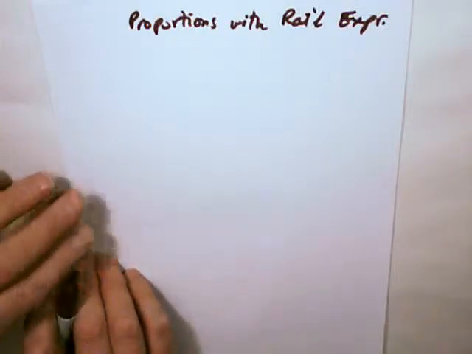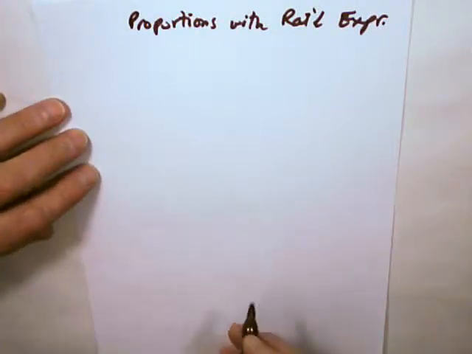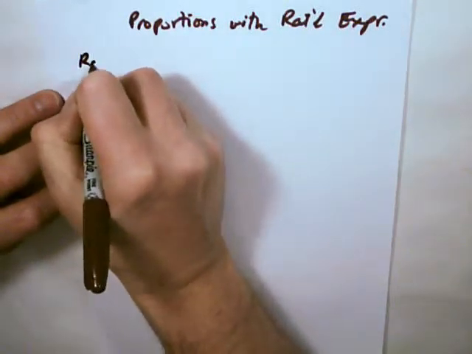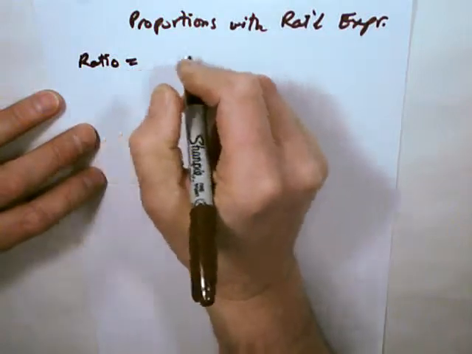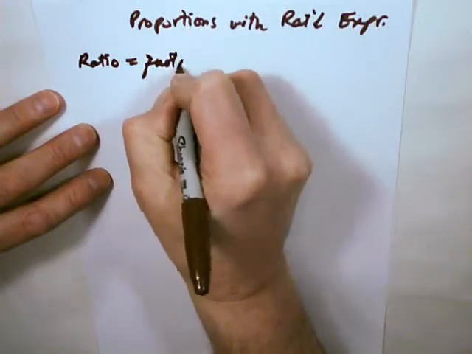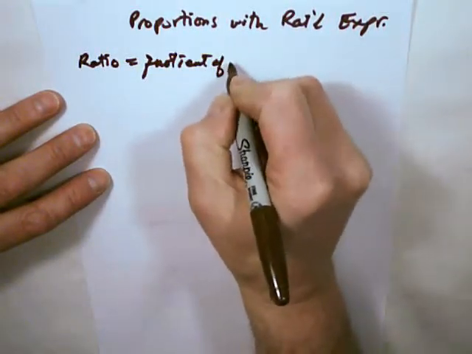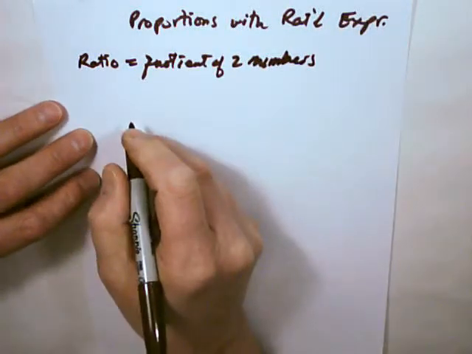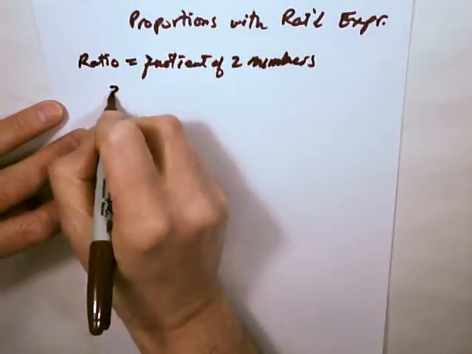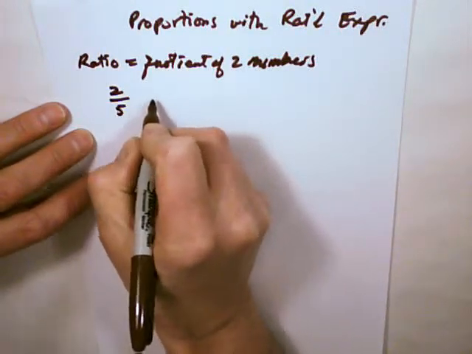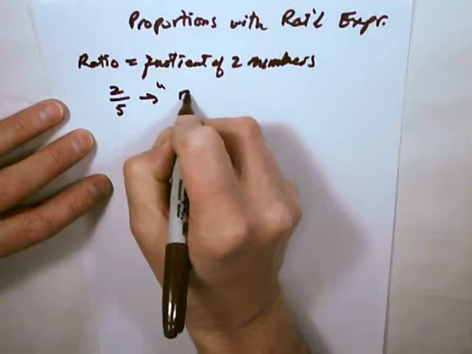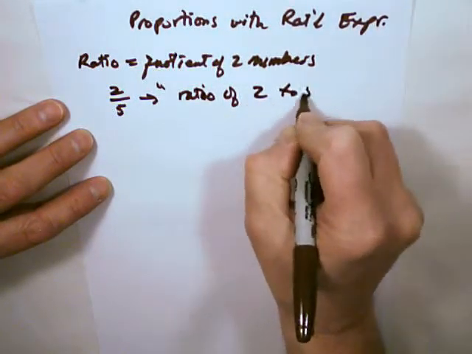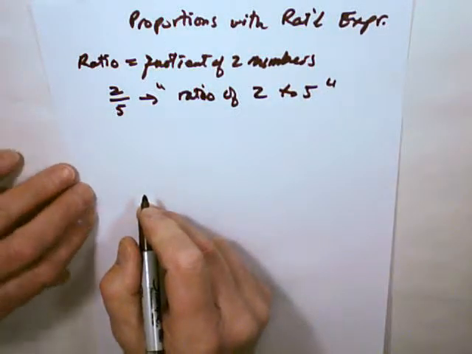I'm going to talk about proportions with rational expressions. Now, a little bit of background here. Remember from fractions that a ratio is simply a quotient of two numbers. Okay, and we write them as a fraction usually. So 2 over 5 really means the ratio of 2 to 5. That's how we read something like that.